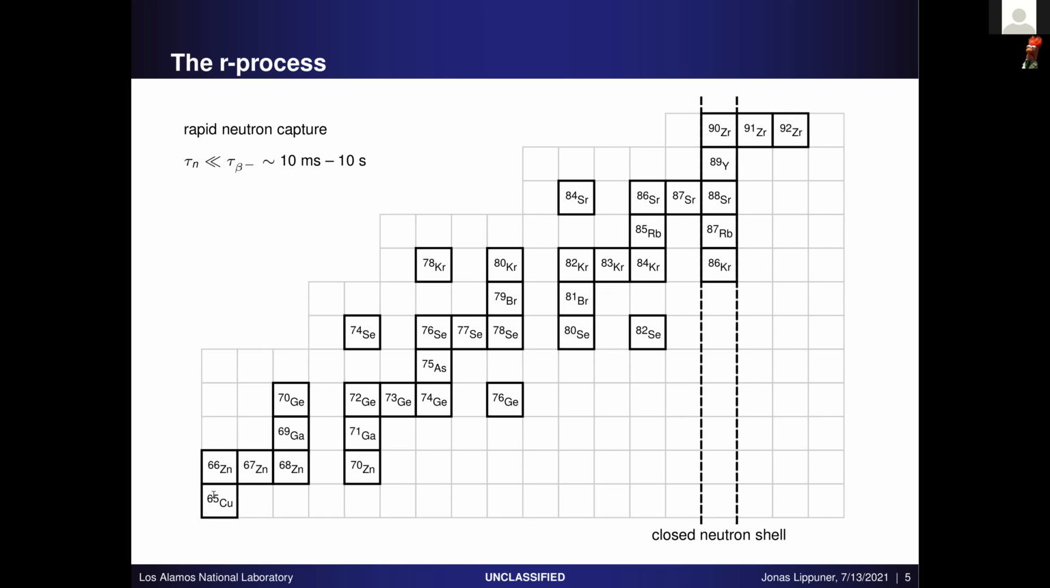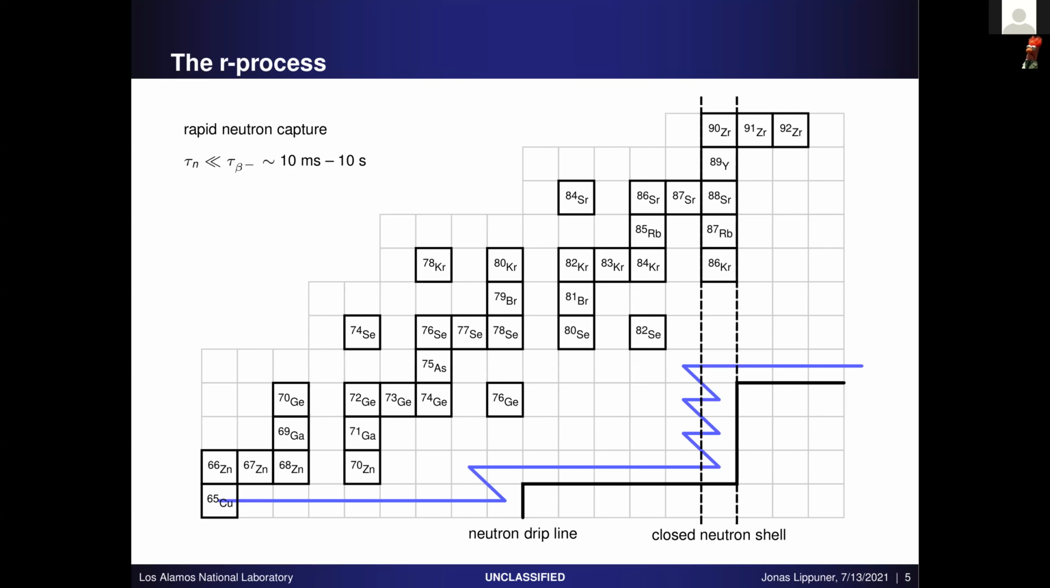And obviously, as we walk further and further away from the valley of stability, it becomes more and more unstable, and so the beta decay half-life becomes shorter and shorter. But still, we can capture lots of neutrons because there are just so many around. And so we get a path that looks something like this.